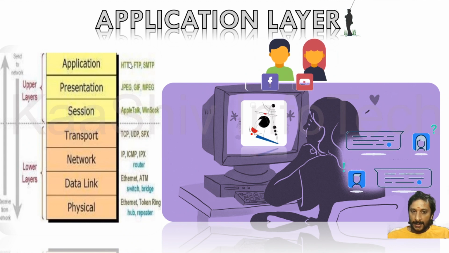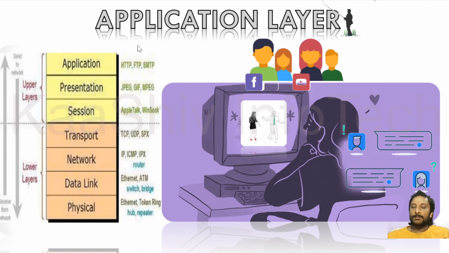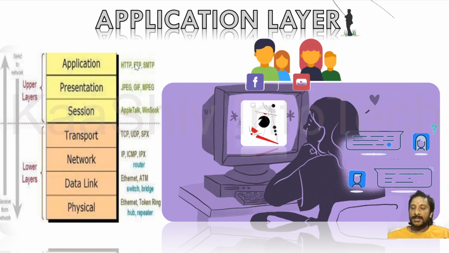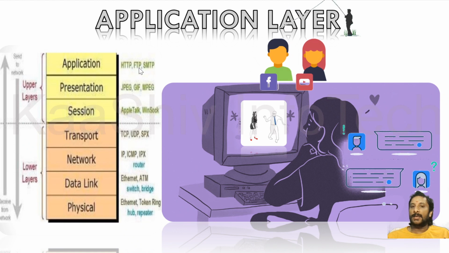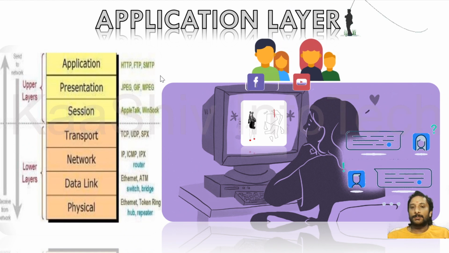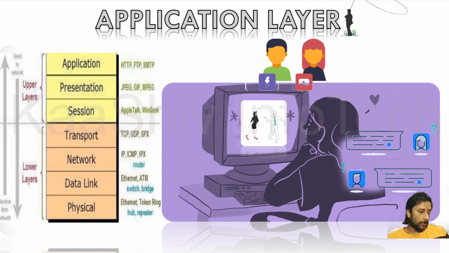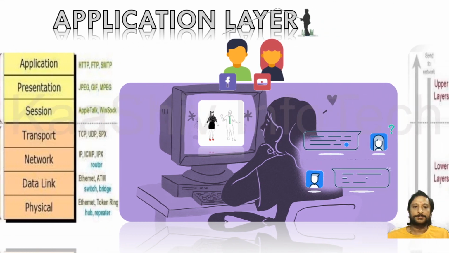Via a website, I'm trying to access Facebook. I'm loading a page, loading a file using FTP, or sending a message using SMTP, and this is called the application layer. So you're using a browser, accessing your Facebook.